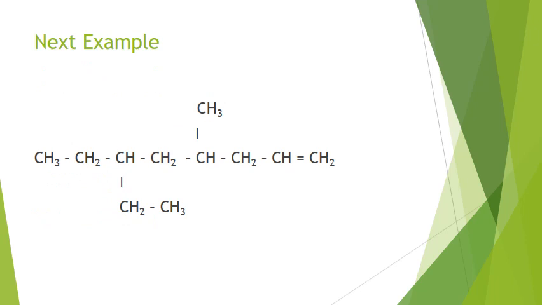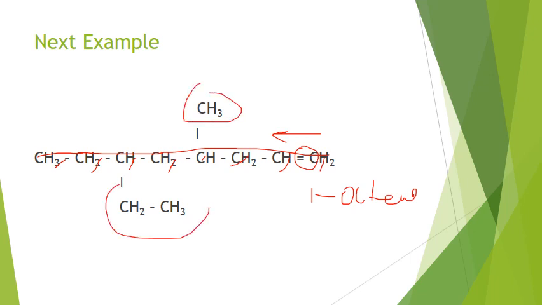Right, this example. All right, so find the longest chain. So the longest chain is going to be this, and we're going to be going this direction. It comes off number 1. So we got 1, 2, 3, 4, 5, 6, 7, 8. So it'll be a 1-octene. Okay, so this double bond comes after number 1, and it has an ethyl and a methyl coming off at, it looks like, 4 and 6. So 4 and then 6.